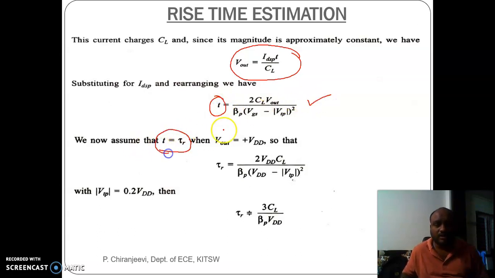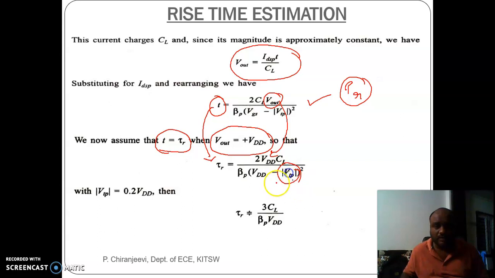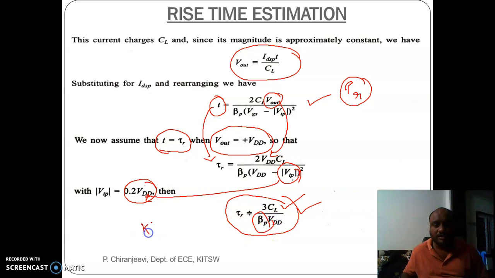Once we have made the output voltage equation and rearranged the terms to get T, we now assume T to be tau R, that is rise time, when our output is going to reach its final value, that is VDD. So in this case, T becomes tau R and V out becomes VDD. Substituting the typical value of VTP as 0.2 times VDD, rise time is calculated as 3CL divided by beta P VDD. CL is the load capacitance, beta P is K into W by L of the P transistor, and VDD is the supply voltage. Hope this rise time expression is clear.